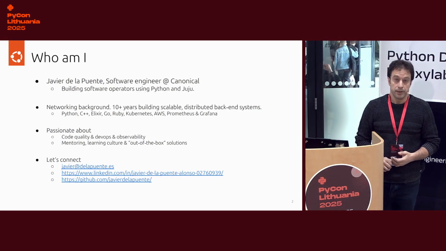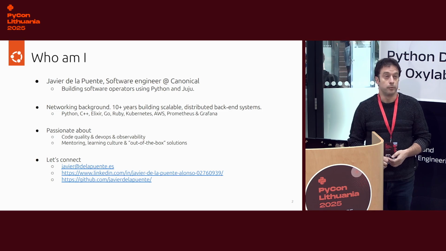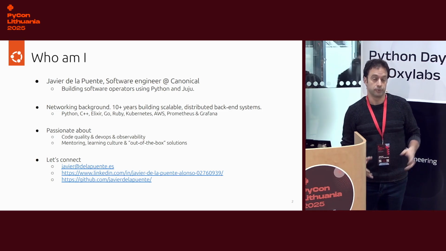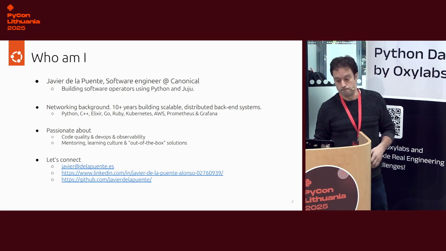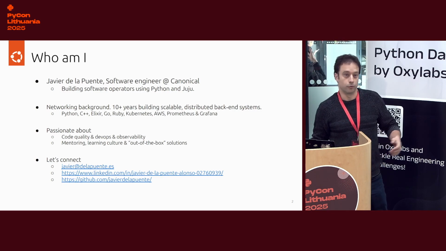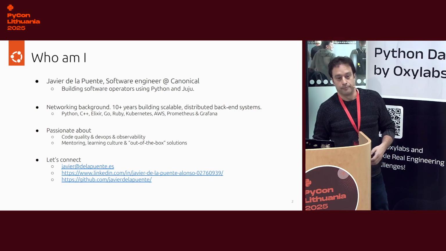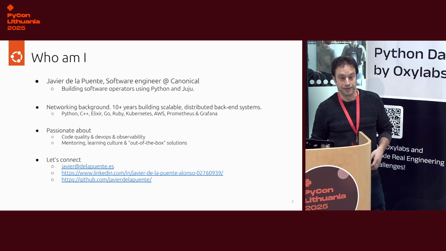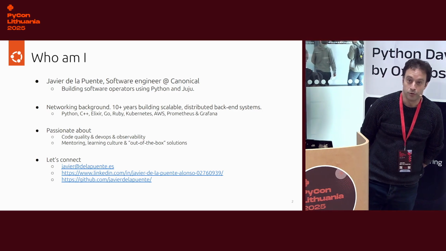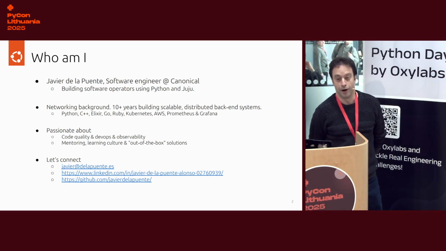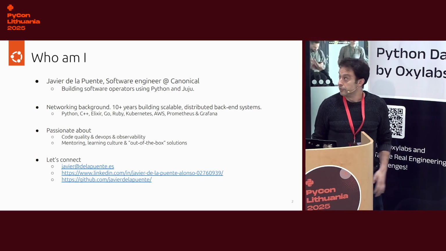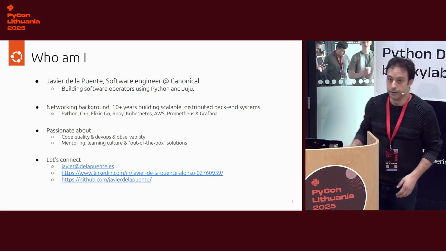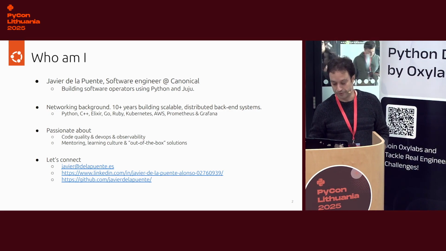A bit of presentation about me. I'm a software engineer. I work at Canonical, and I mostly work with Python, building software operators. That is software that will manage all the software. My background is mainly in networking. I've been working on networking protocols and then networking nodes. After that, I've been working with backend systems. And from there, I have a great interest in DevOps, in clean code, and how to not wake up at night and things like that. So hopefully this will help. You can see how to connect with me. I will be very happy to meet some of you.